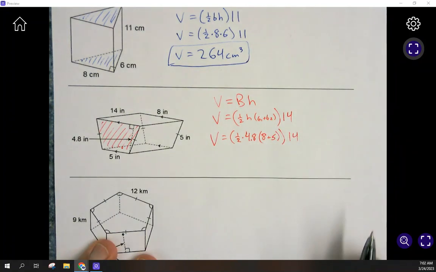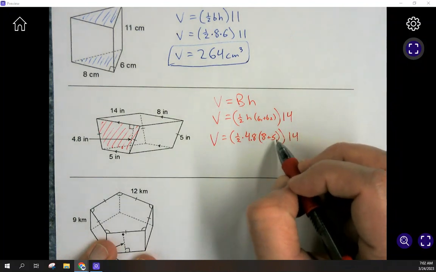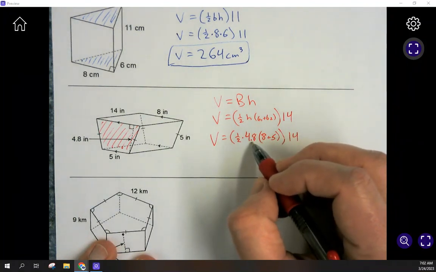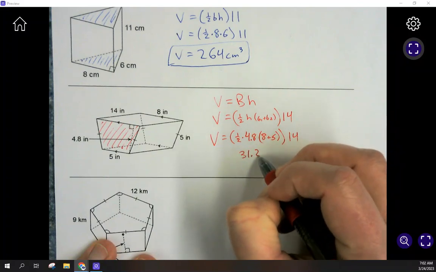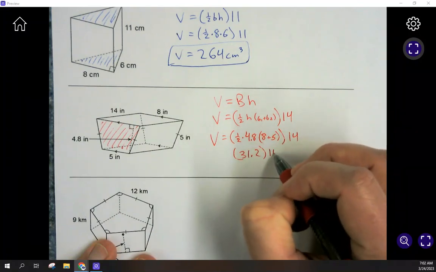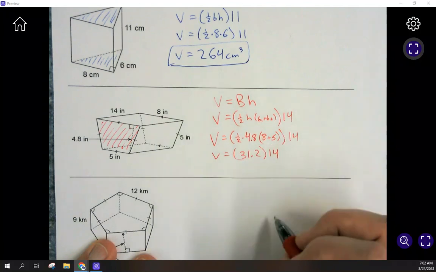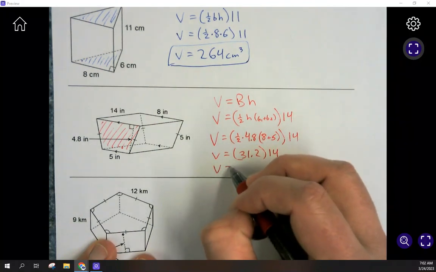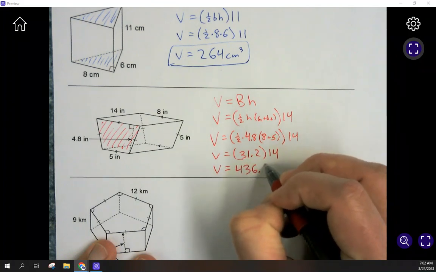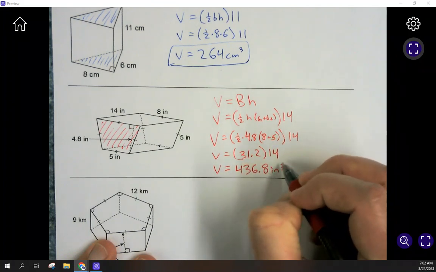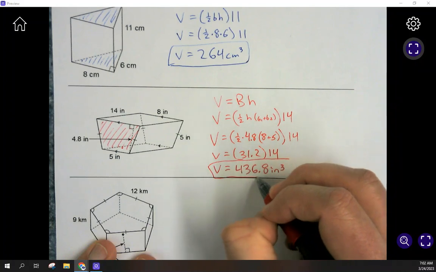Haven't done anything with the 14 out there yet. So I would add 8 and 5, times it by 4.8, and then I would take half. That comes out to 31.2 if you run those numbers in your calculator. Then you times it by the 14. You could do that all at once. That's perfectly fine. And that comes out to 436.8 cubic inches.